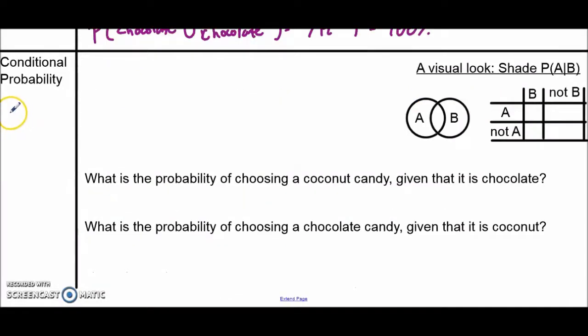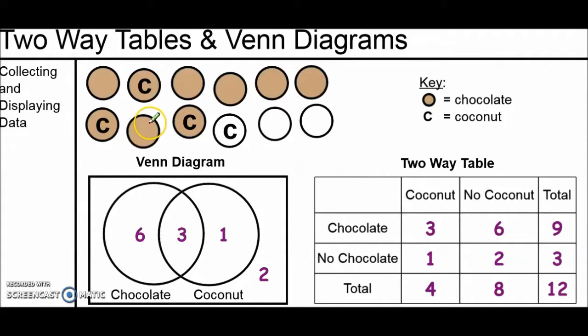Let's end here with conditional probability. Conditional probability is a little different than anything we've done before because we're going to change which actual candies we're looking at as our group. Let's start with an example. What is the probability of choosing a coconut candy given that it is chocolate? So we want the probability of a coconut candy given that the candy is chocolate.